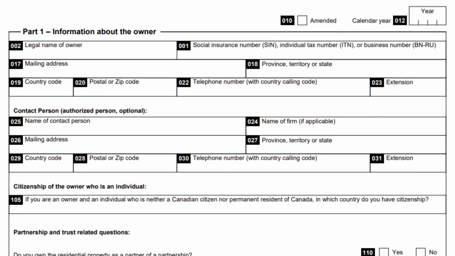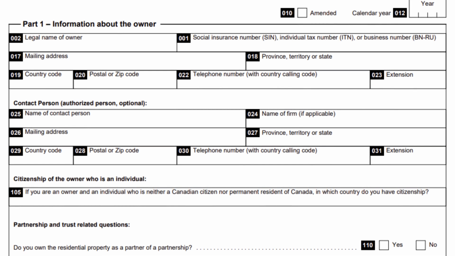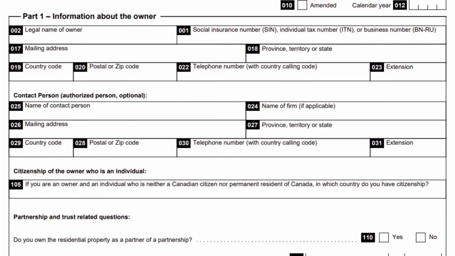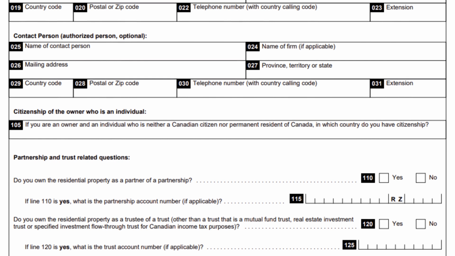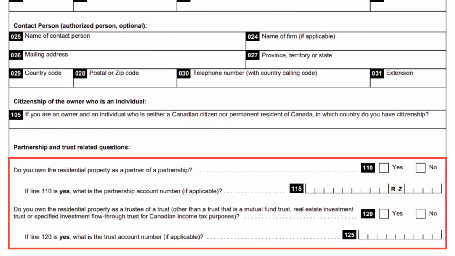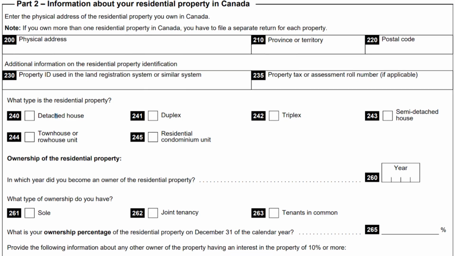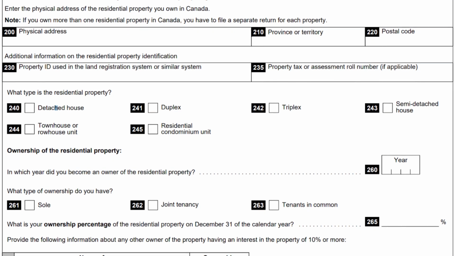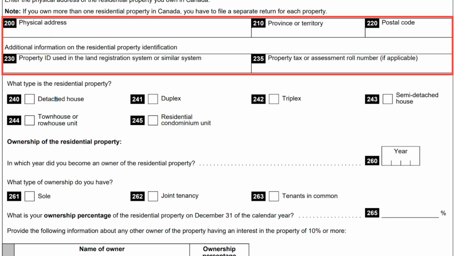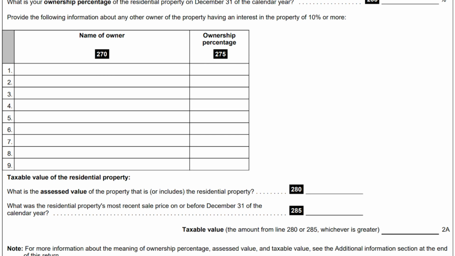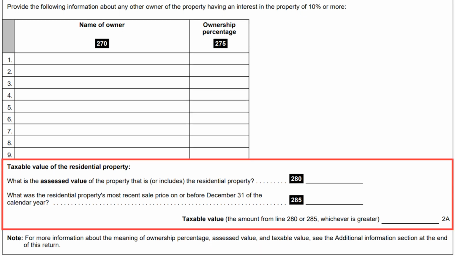Part 1 is just information about the property owner. Gather up the required info that you see on the side here and fill in information about the property owner or owners. You will need your partnership or trust numbers if applicable. In Part 2, you'll be including information about the property in question. This includes things like the address, property ID, or property tax assessment roll number, if applicable. You'll also need to include the assessed value of the property and the most recent sale price.